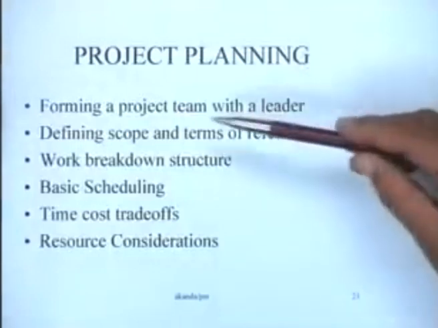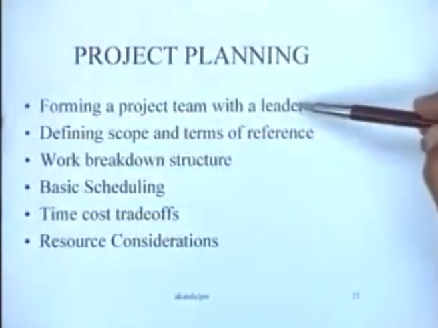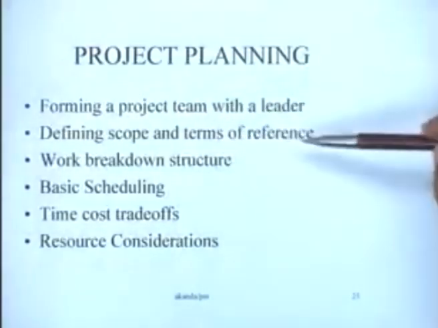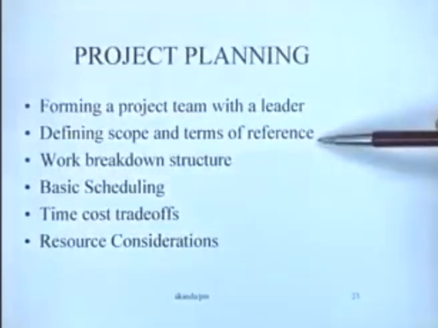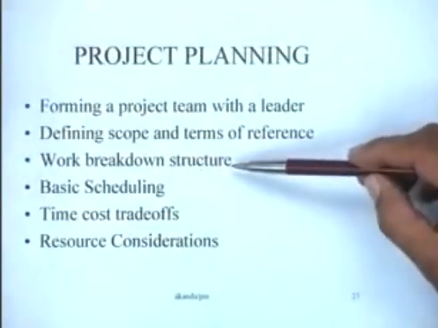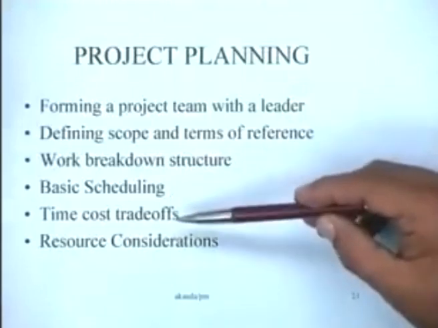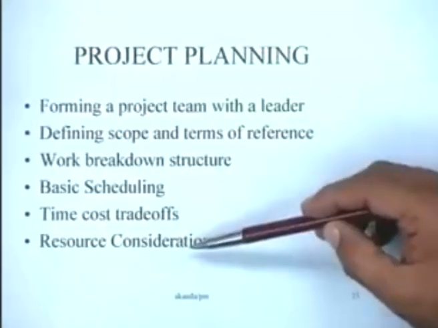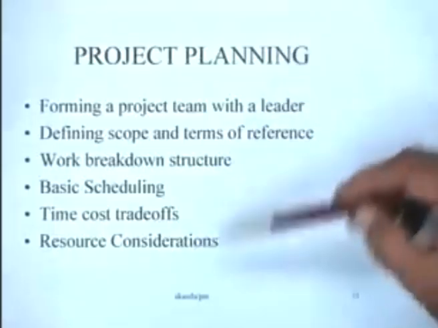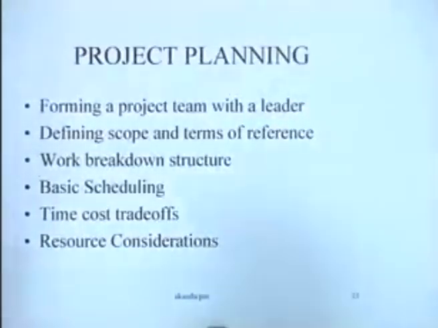Let's now come to the second phase of the project, which is project planning. Project planning involves forming a project team with a leader, defining the scope and terms of reference of the work, developing the work breakdown structure, doing basic scheduling, time cost trade-offs, and subsequently resource considerations. So this is the gamut of project planning. Let's look at these activities in greater detail.